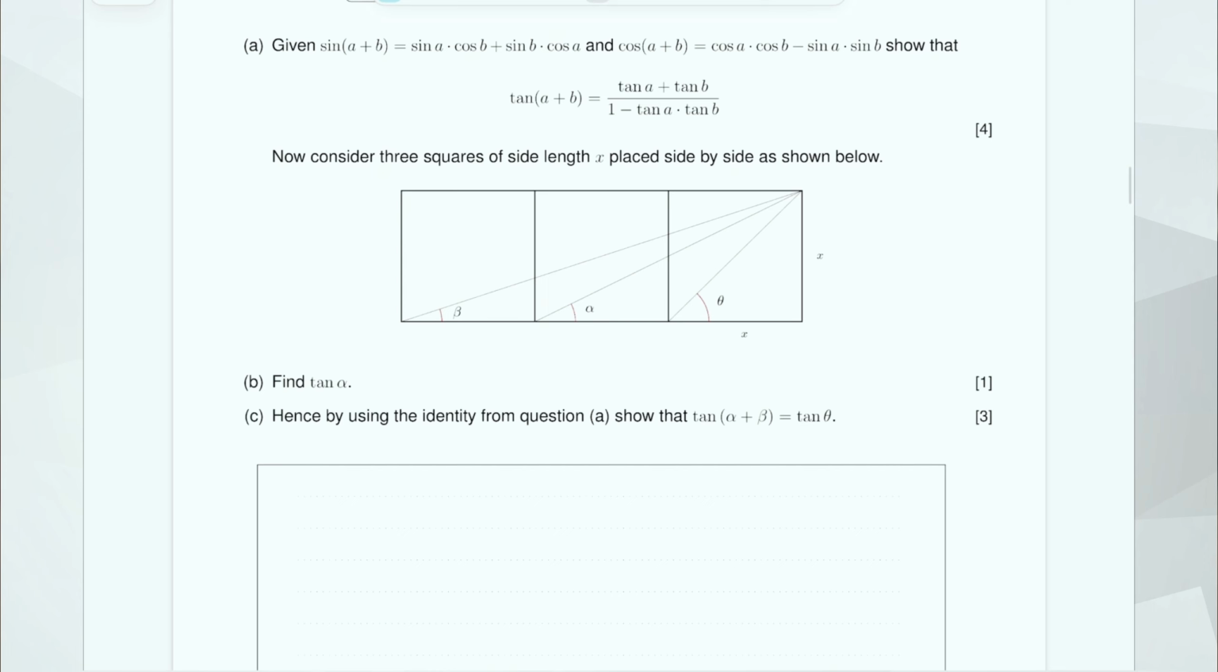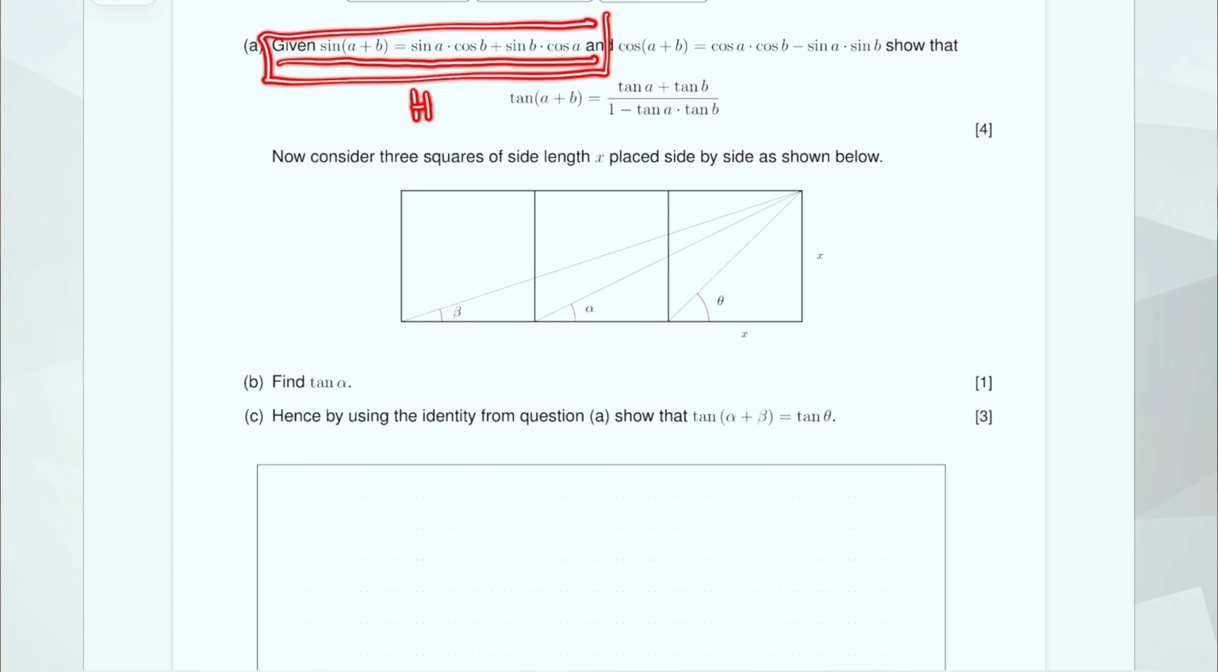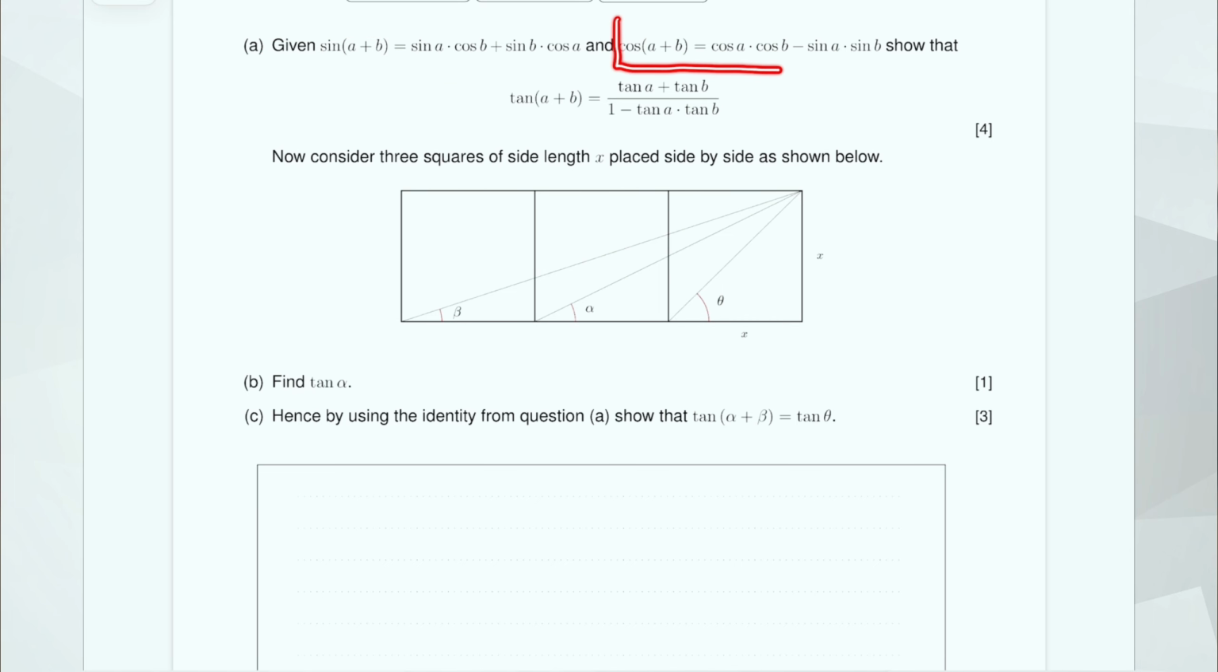Let's get to it. Given that sine of a plus b is sine a cos b plus sine b cosine a, again, this is from the HL portion of the formula booklet, and given that cosine of a plus b is this, show that this is the tangent of a plus b. Now, one thing that you need to know is that tangent is sine over cos. So that's exactly how we're going to start.